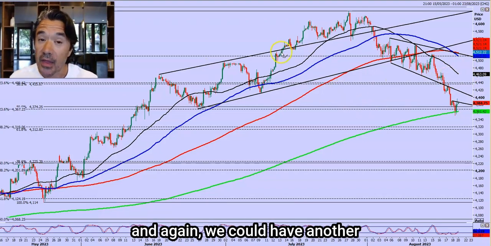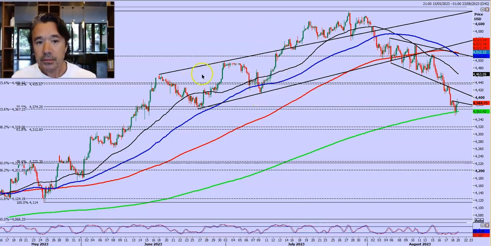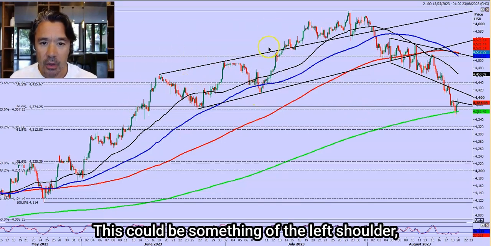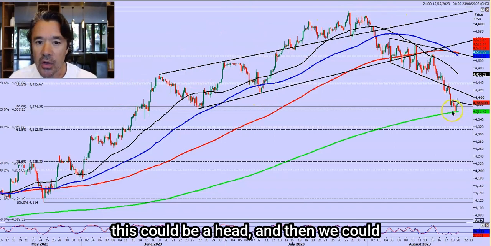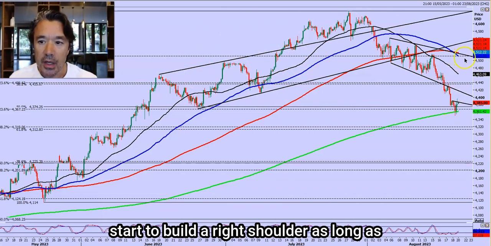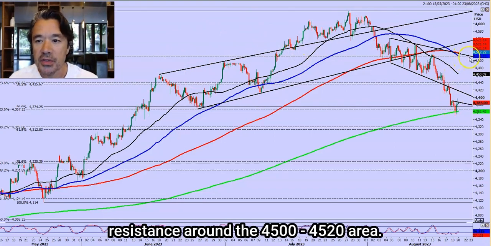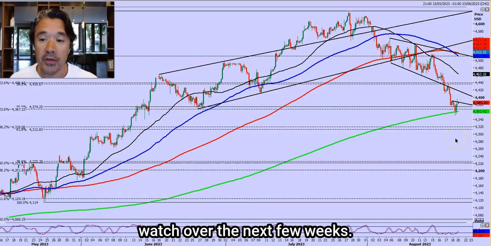And again, we could have another head and shoulders pattern here. Look, this could be something of a left shoulder. This could be a head. And then we could start to build a right shoulder as long as we stay below what looks like stronger resistance around the 45.00, 45.20 area. Something that I'm going to have to watch over the next few weeks.